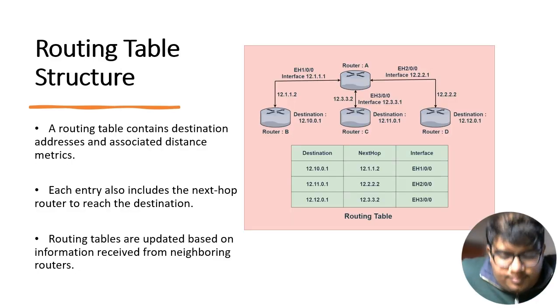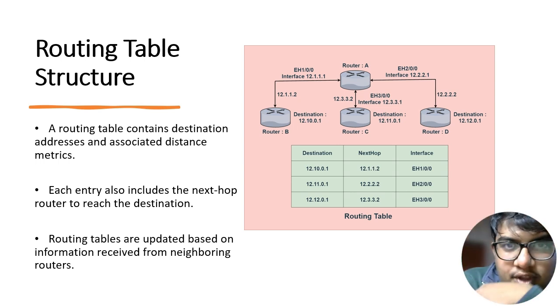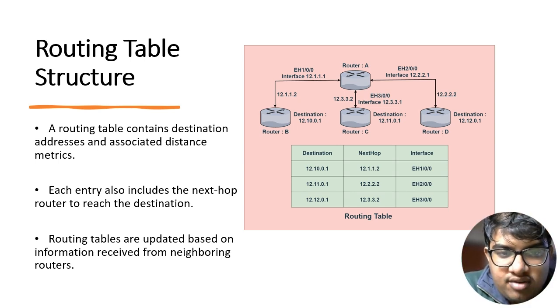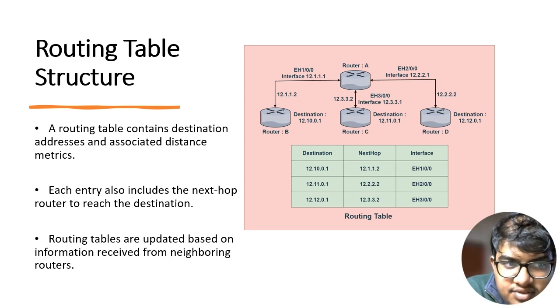Now coming to the routing table structure. Here you will see how the routing table structure is. As you can see in the diagram, the first one is usually the destination, the next one is how many hop counts, and the third one is the interface. A routing table contains the destination address and associated distance metric. Each entry also includes the next hop router to each destination. The routing tables are updated based on the information received from the neighboring routers.